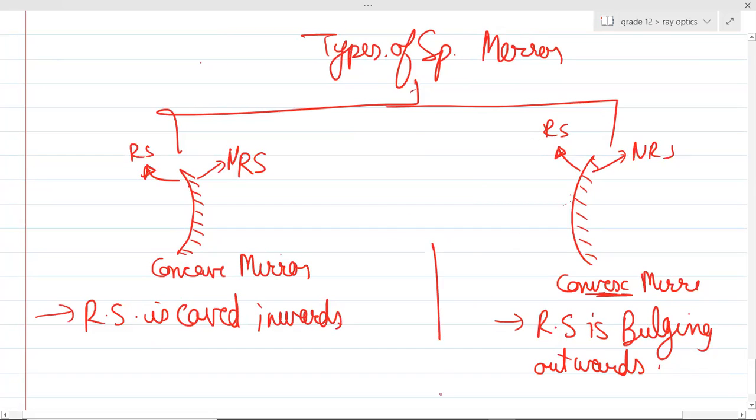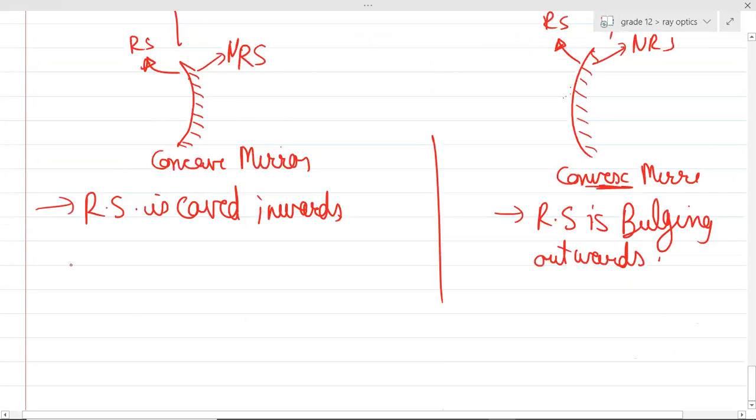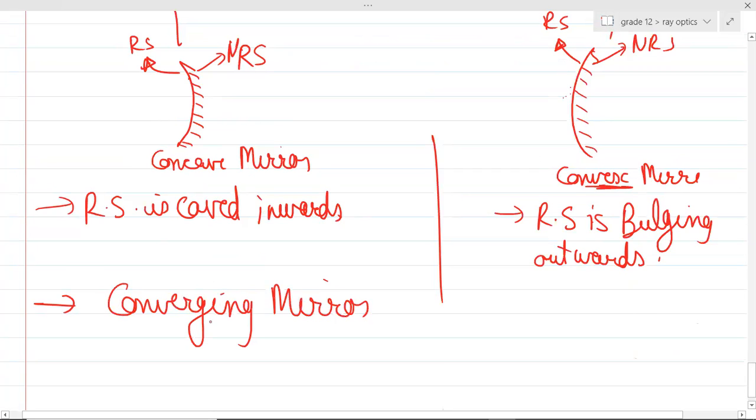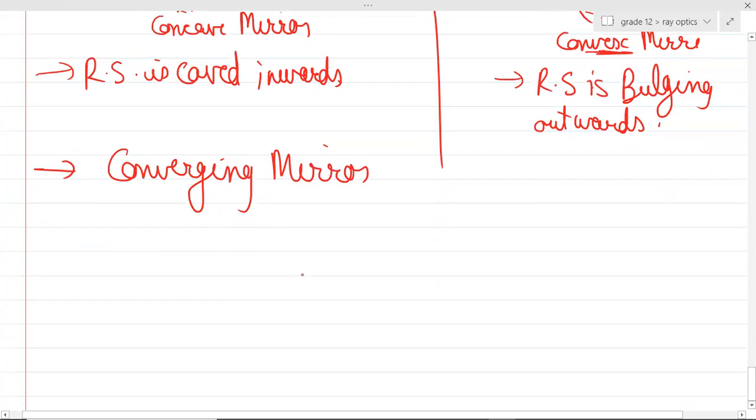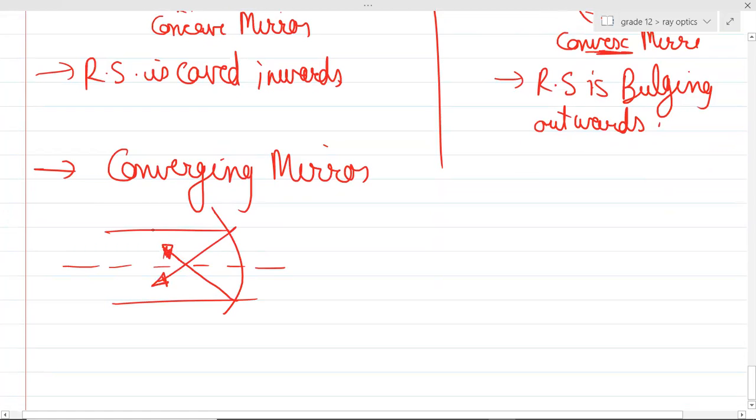After this, please remember, this is also called a converging mirror. Why is it called a converging mirror? Because if you incident light rays parallel to the principal axis, what will happen? It will converge the light rays towards one point, which you'll name as the principal focus, right?